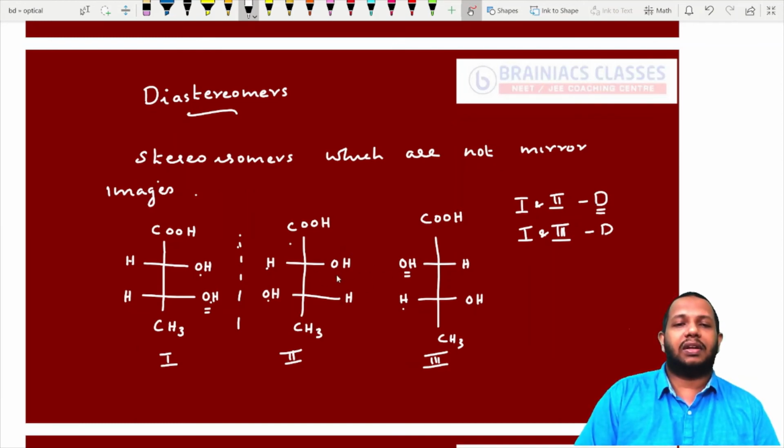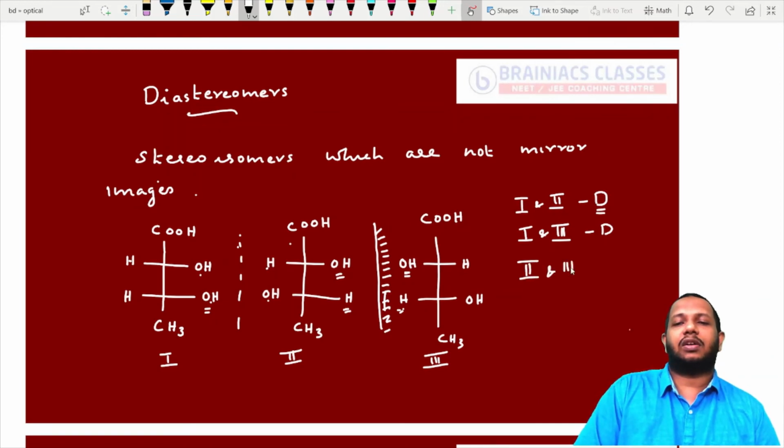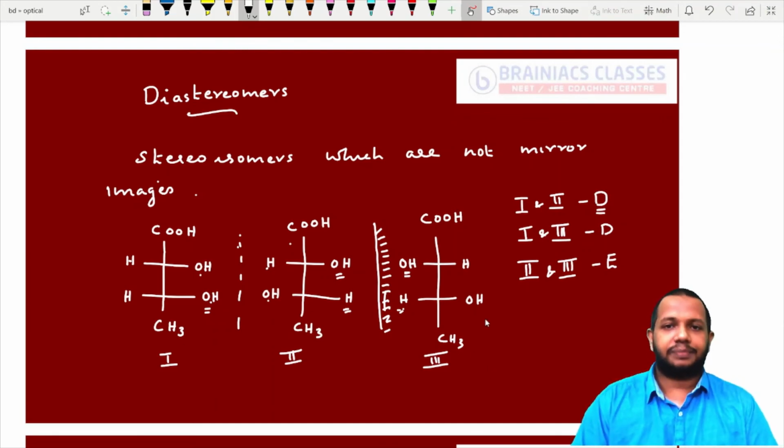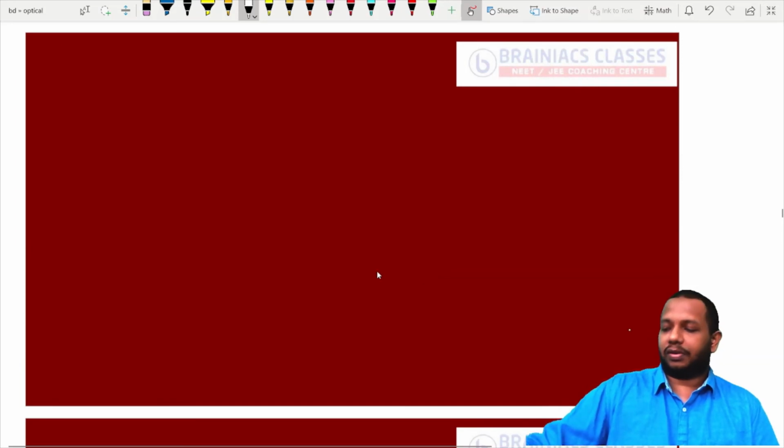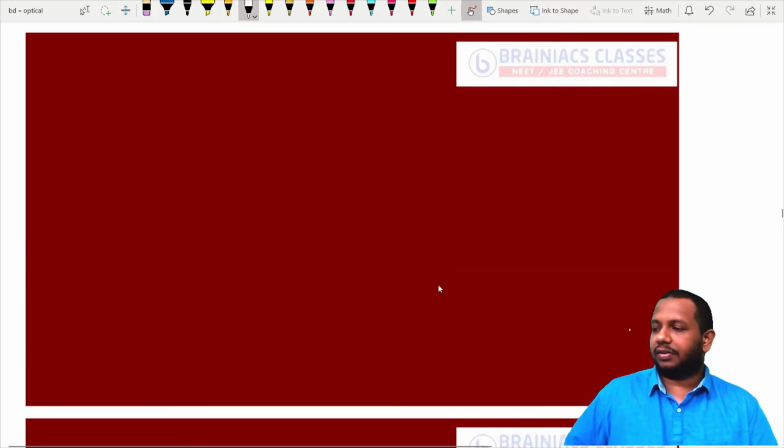Now I am going to say 2 and 3. Taking here OH, in the mirror image this should be OH. Here H, here should be H. Yes, so these 2 and 3 are mirror images. Correct? 2 and 3 are mirror images. So I can say 2 and 3 are not diastereomers, they are enantiomers. Clear? Very, very important.